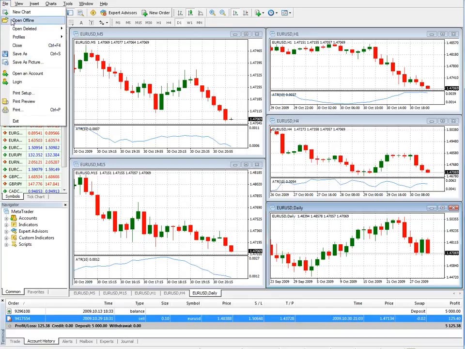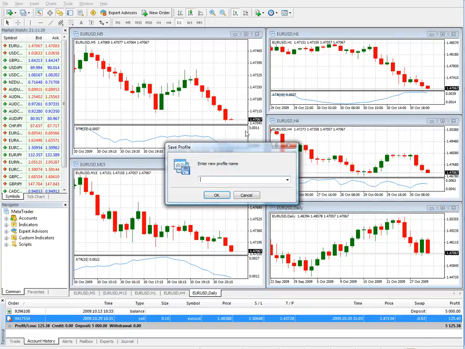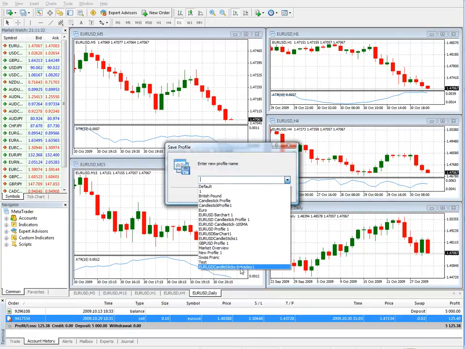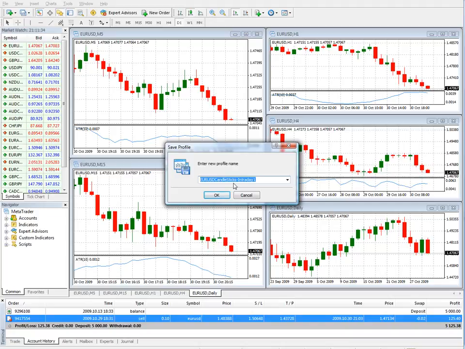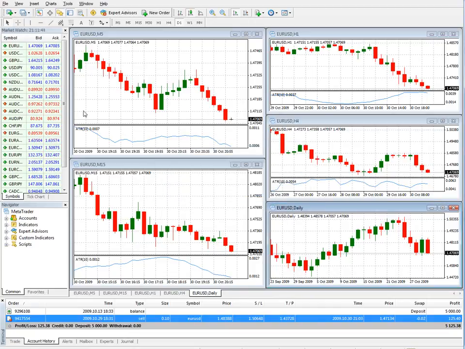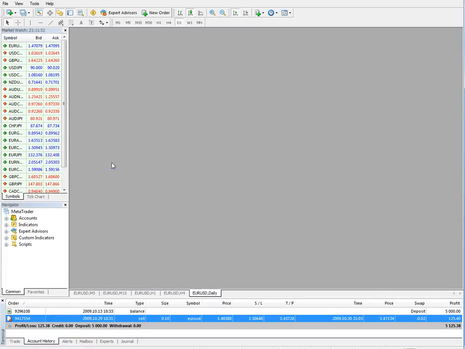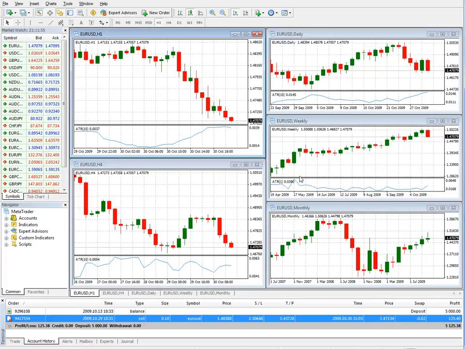Okay, so go back over here to profiles. Let's save as Euro dollar US dollar candlesticks intraday 1. And save that. Already exists. Okay, so now let's go back to our standard as we were looking at over here. Euro dollar US dollar candlesticks 1. And make sure it's set up on, yes, it's set up correctly.